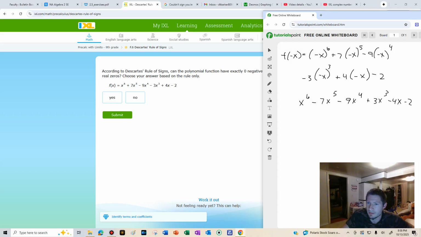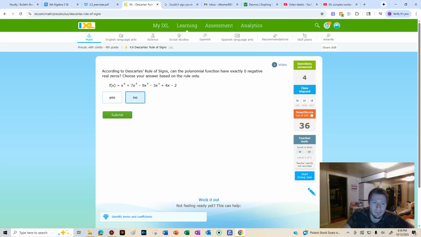Now this is f of negative x. That's what I have here, f of negative x. And I'm counting the sign changes again. Positive to negative, that's 1. No change. That's a change, that's 2. That's a change, that's 3. No change. 3 sign changes. So there could be 3 negative real roots or 3 minus 2 equals 1. There could be 3 or there could be 1 negative real roots. What's the question say? Could it have 0? No, right? You can only have 3 or 1. You can't have 0. So we're going to say no.